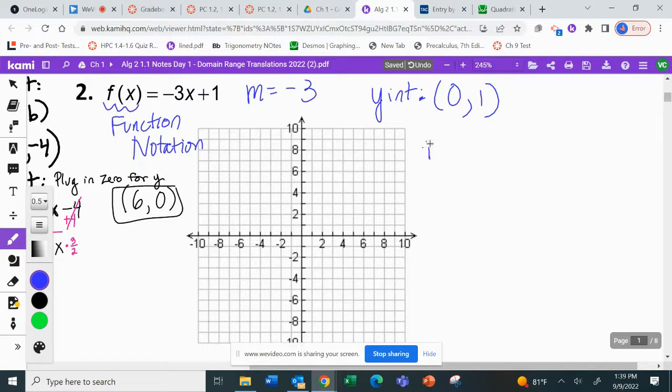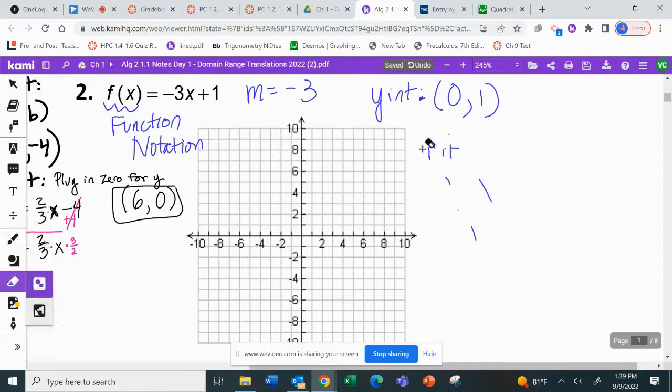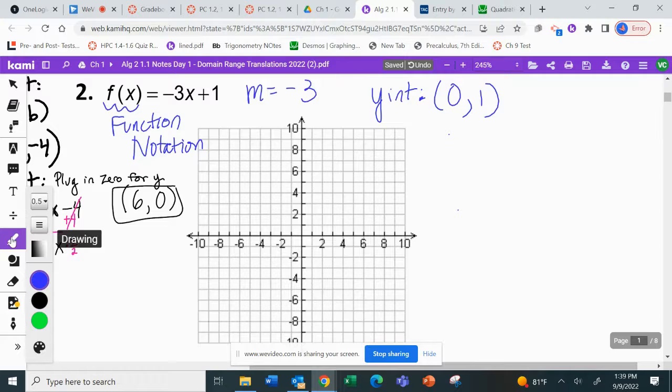Our x-intercept, that didn't work. Sometimes my computer stops working for a half a second, but I'm writing, and it does that. X-intercept is going to be something, 0.